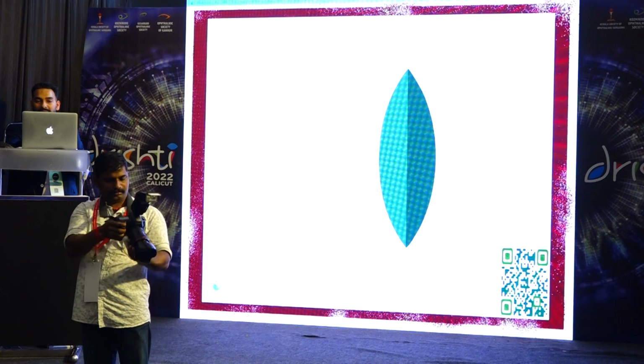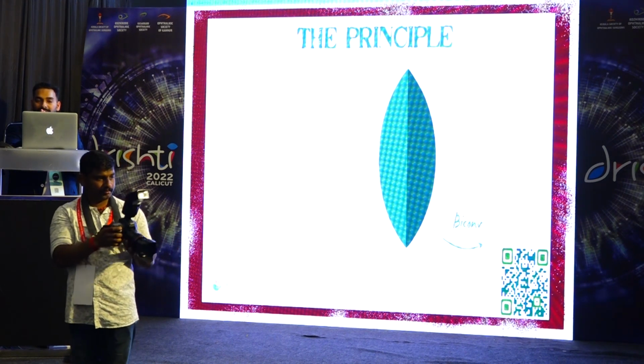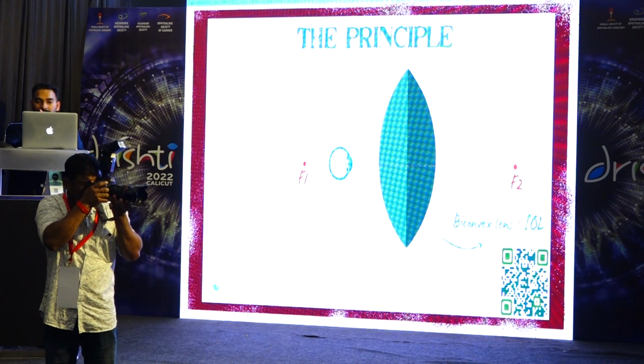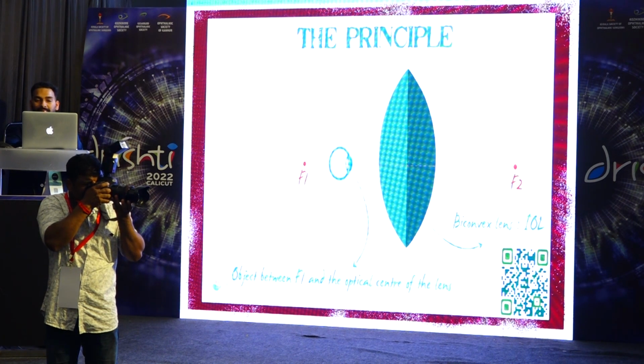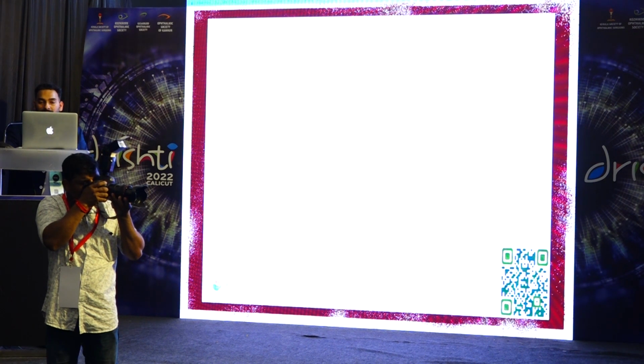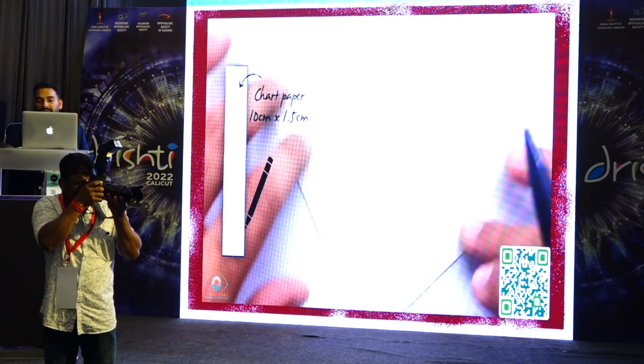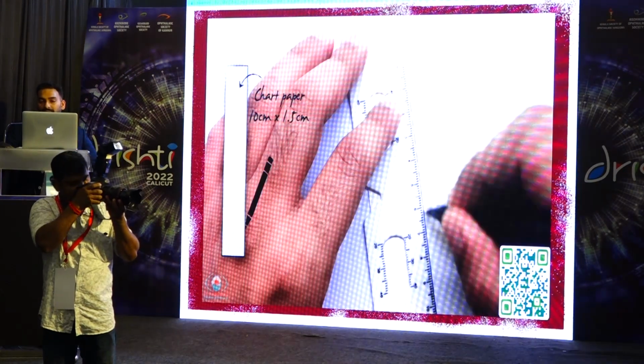As you can see, the principle is that the IOL is just a biconvex lens. So any object kept inside the first focal length will give you a magnified image. This principle was taken, and then what we did is we took a chart paper.